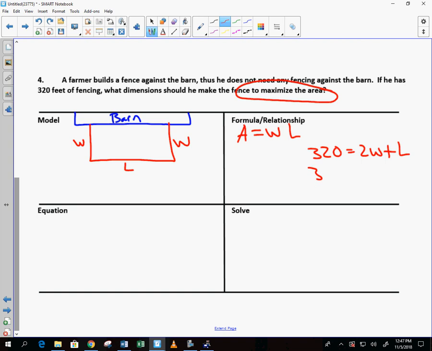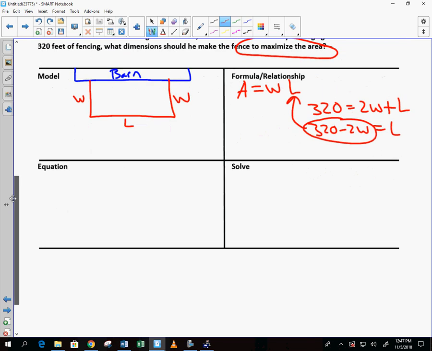Yeah, 320 minus 2W is equal to L. Take that 320 minus 2W, plug it right in for L. That is where the magic happens. After that, no big deal. You guys can do the rest of this stuff in your sleep.